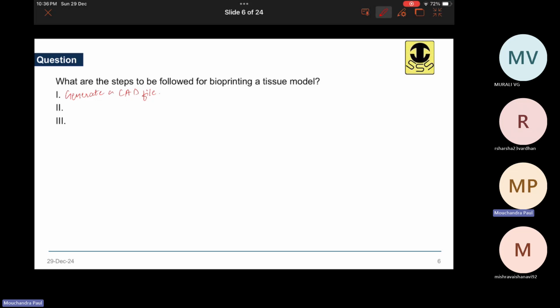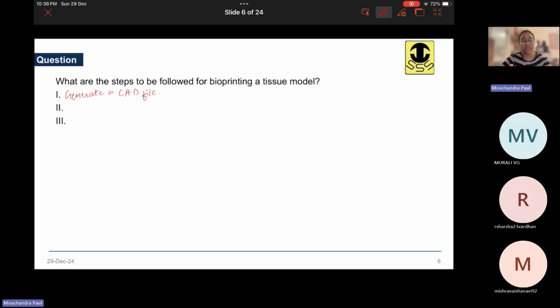So you can either use medical images like CT scan or MRI images and then render them into a 3D model, or you can start with a 3D file of your own choice. But you need to generate a 3D file, that too in .stl format. Then what's the next step that you would do?